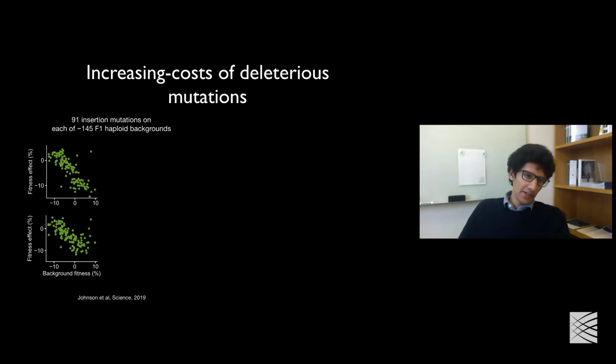More recently, this is the last experiment that Michael was describing. This linear trend of the fitness effect as a function of the background fitness is reproduced for many other mutations, including mutations that are on average deleterious. So in this experiment, what Milo did in Michael's lab was to generate about 150 different F1 haploid backgrounds, which means that these backgrounds were generated by mating two strains of yeast. In this case, there were the standard baker's yeast and a wine strain of yeast.